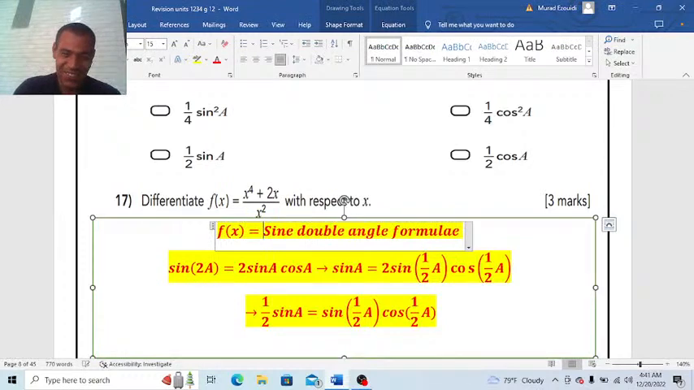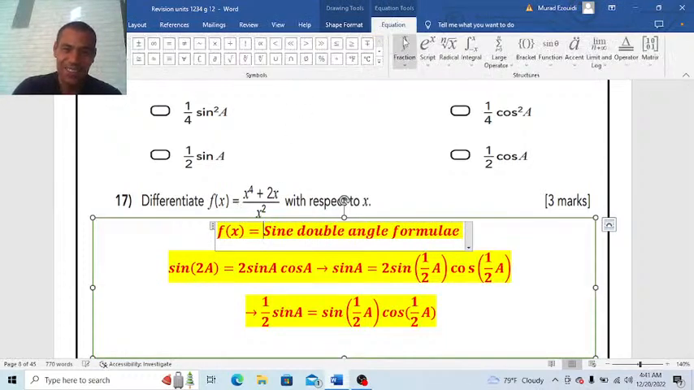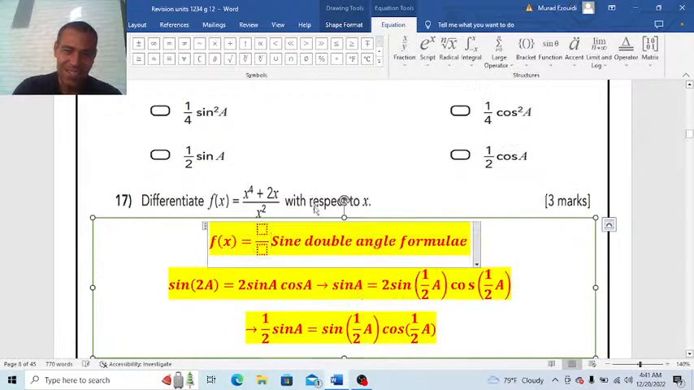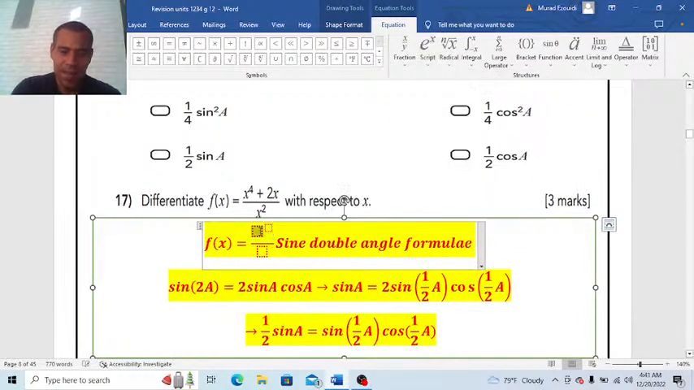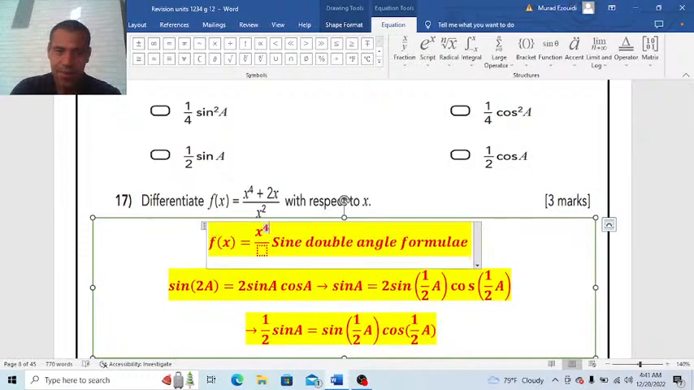Is equal to x to the power 4, divided by x.